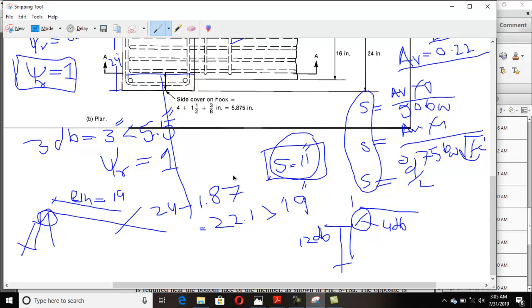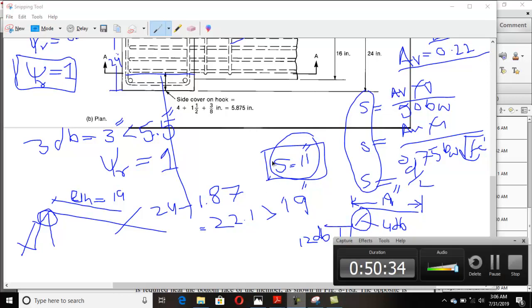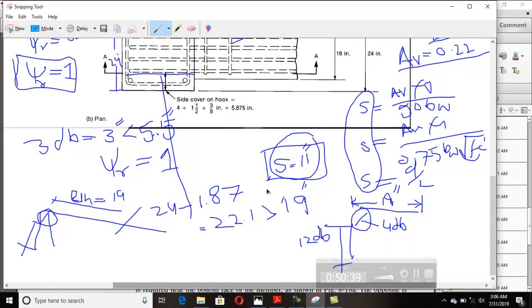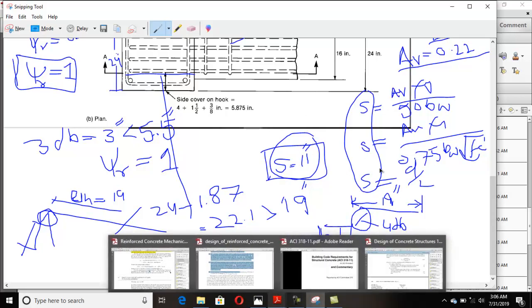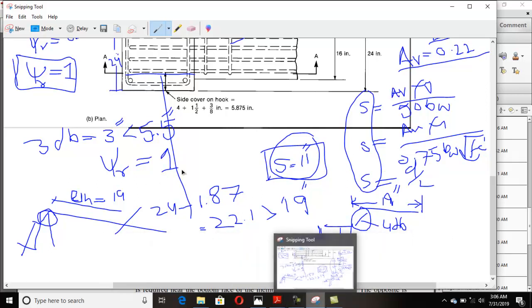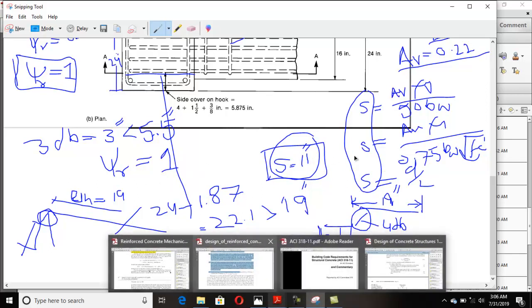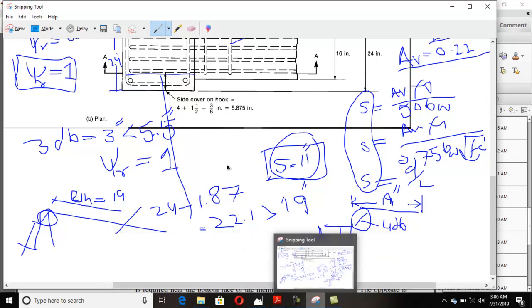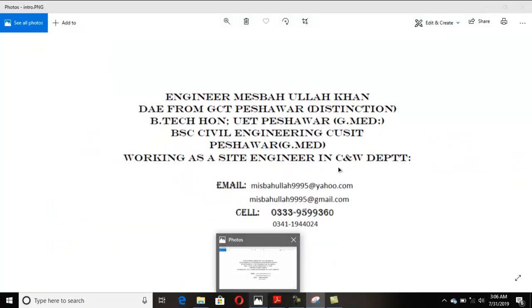And this lead distance will be 19 inches. This is your required design of hook. Okay, so this is all about the end of your hook design.